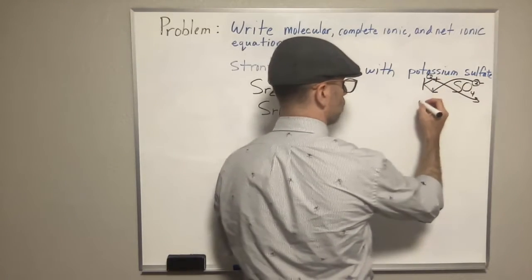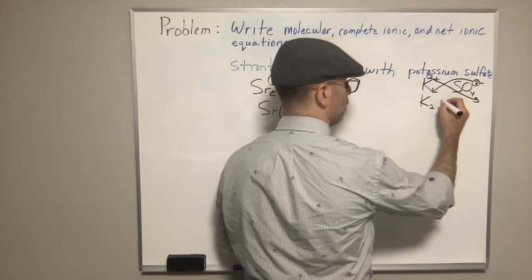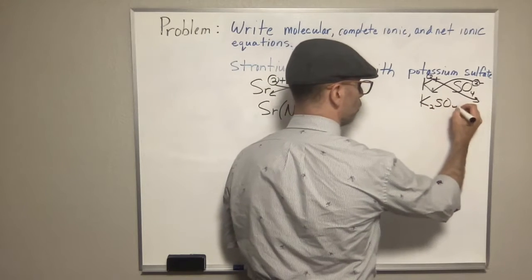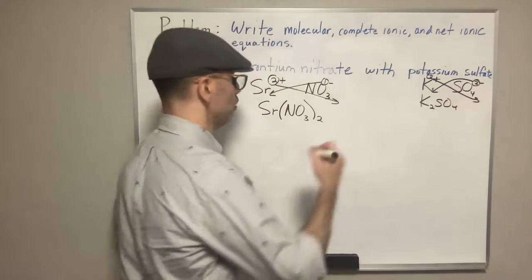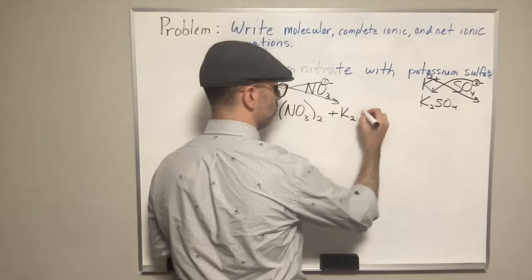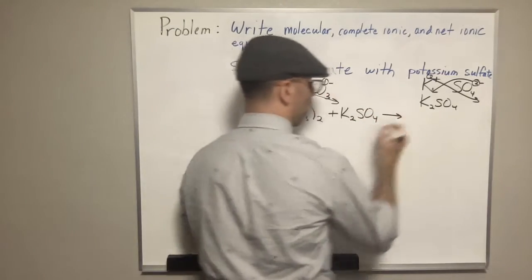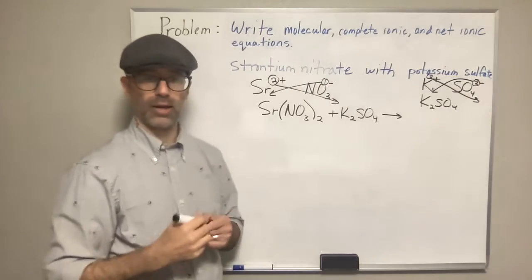We don't write the ones, so this is going to be K2 SO4. So that's my other reactant. So K2 SO4 goes here. And now I'm ready to do my products.